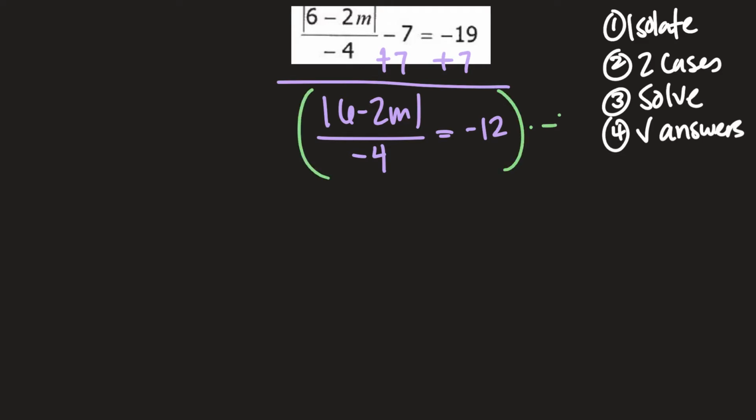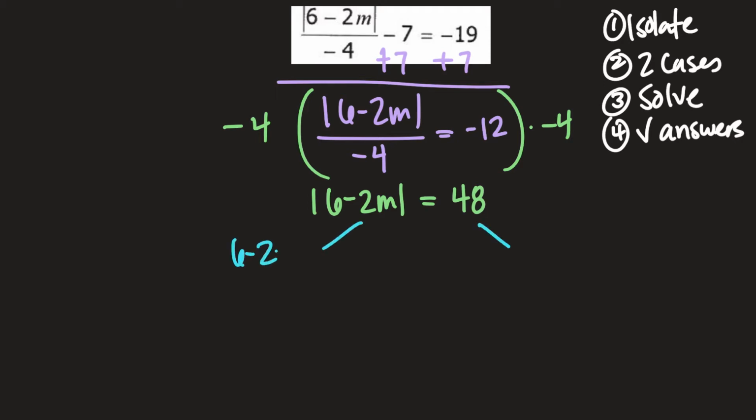Now I can multiply by -4 on both sides, and that's going to give me the absolute value of 6 minus 2m is equal to 48. So two negatives make a positive. I have positive 48, so this definitely has the option of having a solution, so it's definitely not a no solution. Even though the original problem is set to a negative, remember we can't determine if it's a no solution based on being equal to a negative unless we have isolated the absolute value.